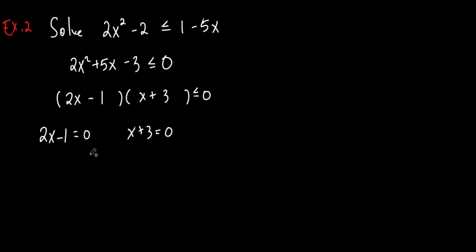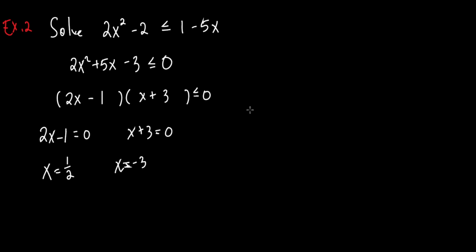So let's solve for x. Add a 1, divide by 2. So x is 1 over 2. Right here is just subtract a 3. So that's easy. X equals -3. Let's make that kind of look like an equals -3. It's not my answer. Okay, what am I going to do?